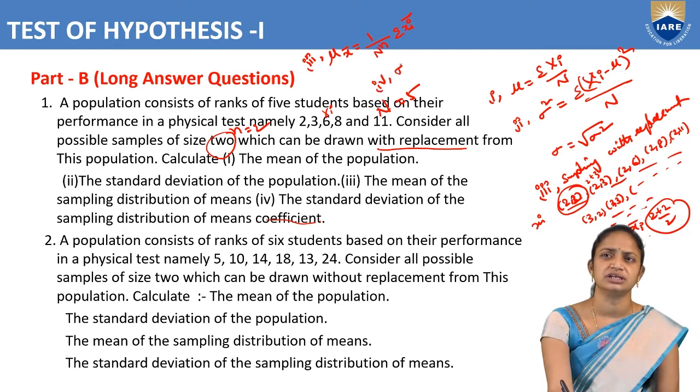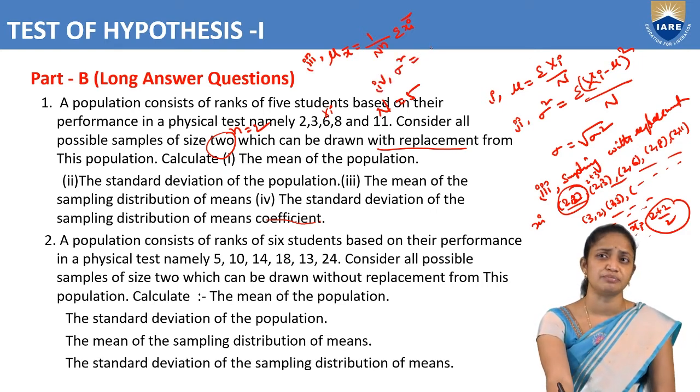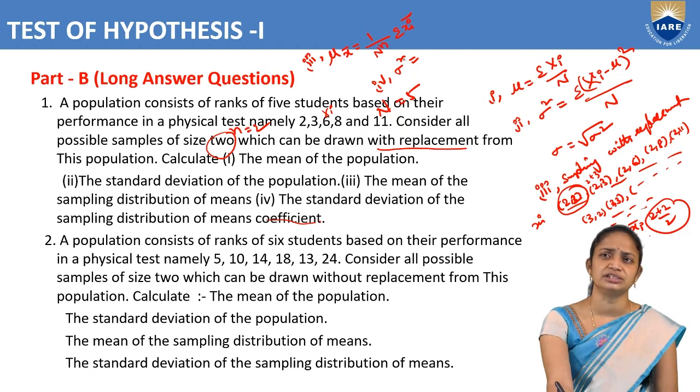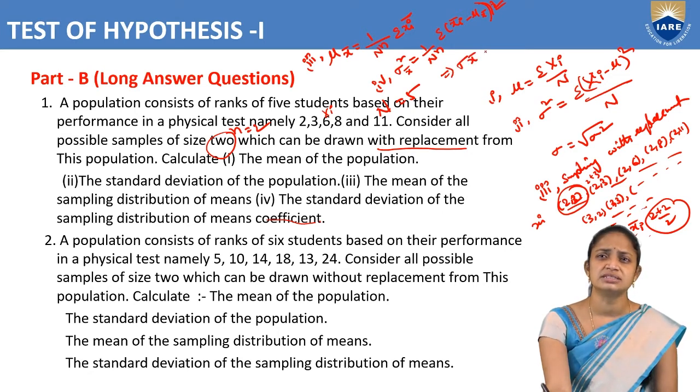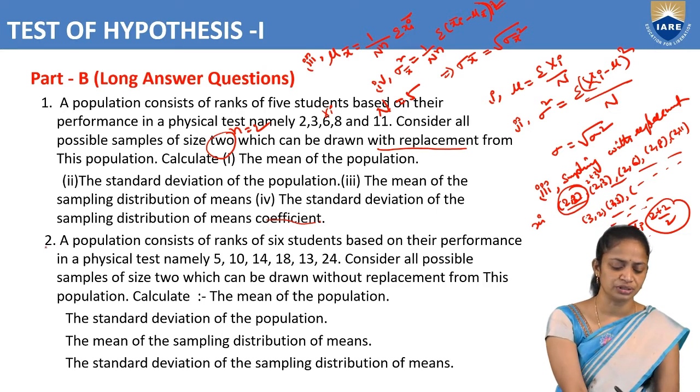So the last question is the standard deviation or variance of the sampling distribution with replacement. That is sigma square x bar equal to 1 by n power n into summation of (xi bar minus mu x bar) whole square. So this is the formula for the variance of the sampling distribution. From that we can calculate sigma x bar, that is the standard deviation of the sampling distribution of means, equal to the square root of the variance of the sampling distribution. So now coming to the next question.